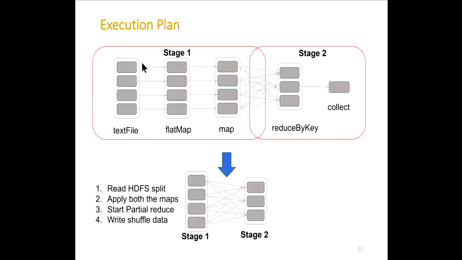Each one of those can run separately on a different machine. So in this execution plan, we can split them into 4 different tasks, on 4 different machines. Here, this is one task. This is a second task. This is a third task.